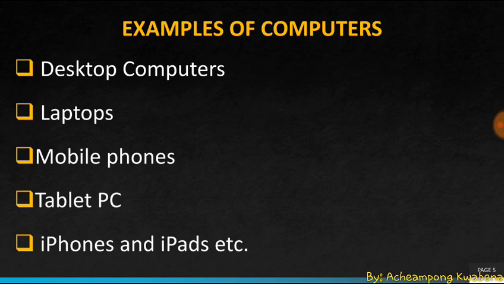The next one is the tablet, or the tablet PC, which is also an example of a computer. The next one we have iPhones and iPads. The iPhones and iPads are also examples of computers. And we have many devices that are examples of computers, but these are just a few examples of those devices classified as computers. So we'll have a look at how these devices look. First, we'll look at the image of a desktop computer.